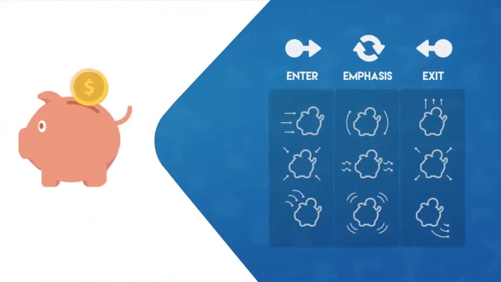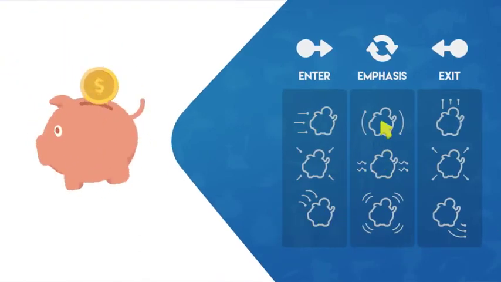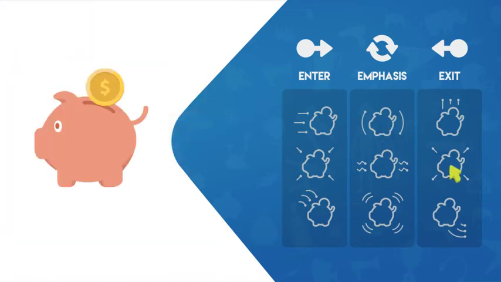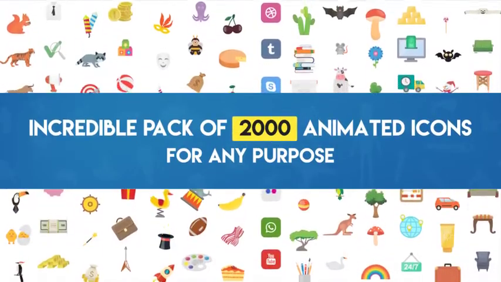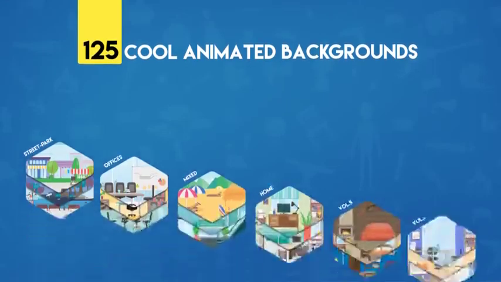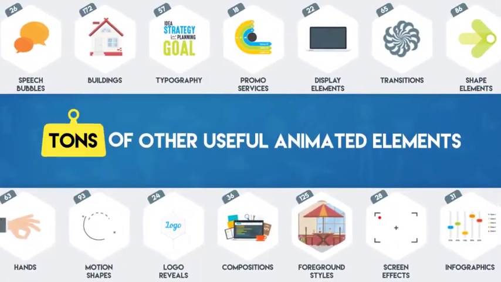Use intro, emphasis, or exit animation presets to quickly create eye-catching animation for any static item like image, text, logo, icon, or similar elements. Incredible pack of 2,000 animated icons for any purpose. 125 cool animated backgrounds. Tons of other useful animated elements.